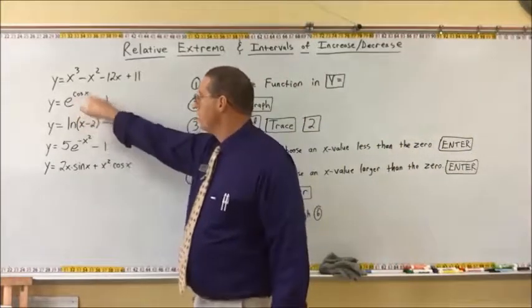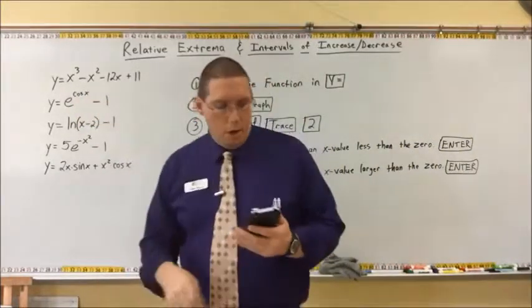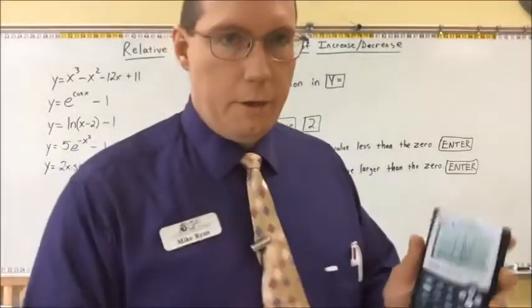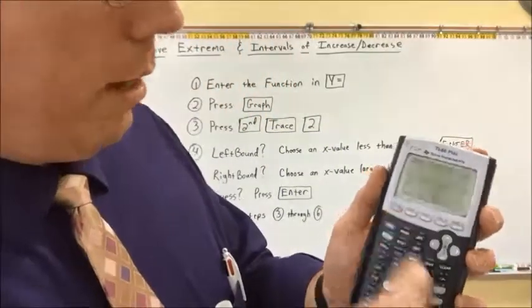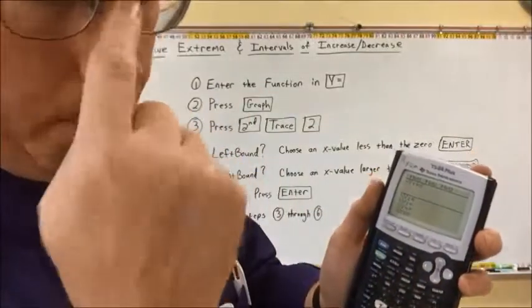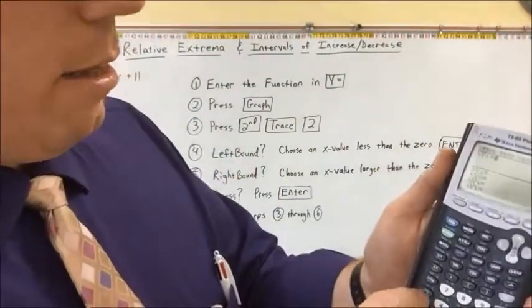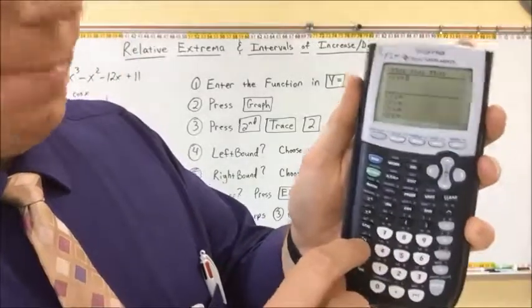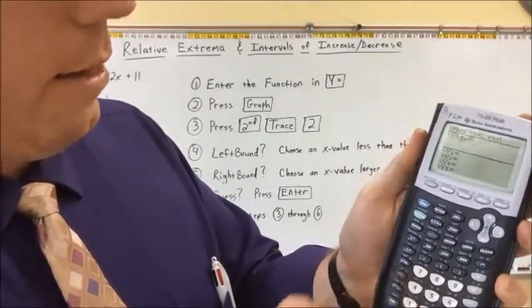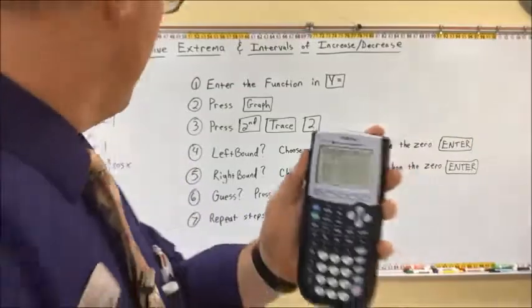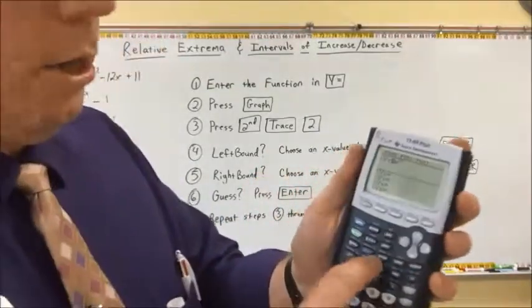Y equals e to the cosine of x minus 1. All right. Well, how am I going to enter that function into the calculator? Again, I'm going to hit y equals. Then I'm going to hit clear for y1. And I'm going to key in e. E is above the ln button down here. So I'm going to hit second and then ln, and that gives me e to the power of. Then I'm going to key in cosine, which is right here.